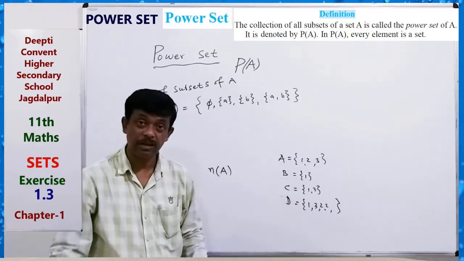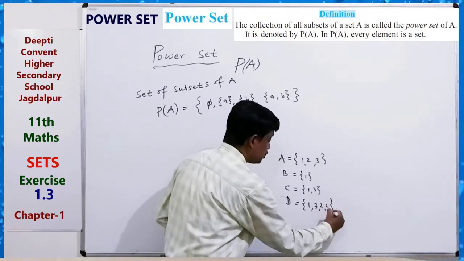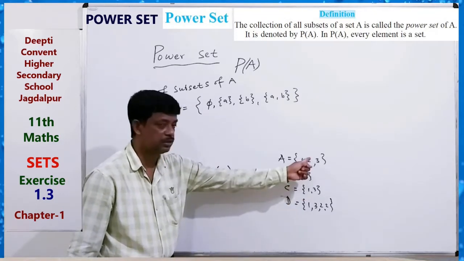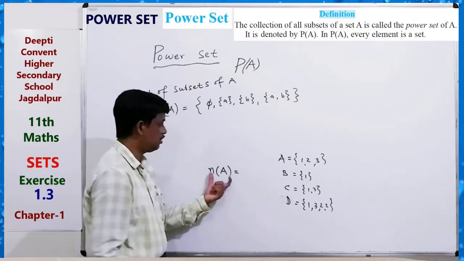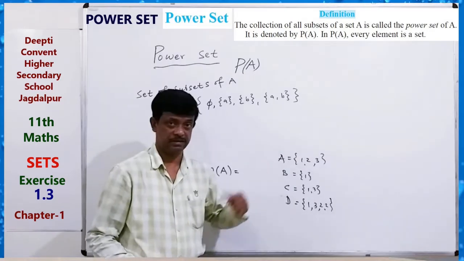Here 1, 2, 3 are elements, so 2 is repeating. So repeating elements are not allowed. So here we count distinct, different elements. How many elements are there? 3. Here also 3. So n(A) represents the number of distinct elements in the set.